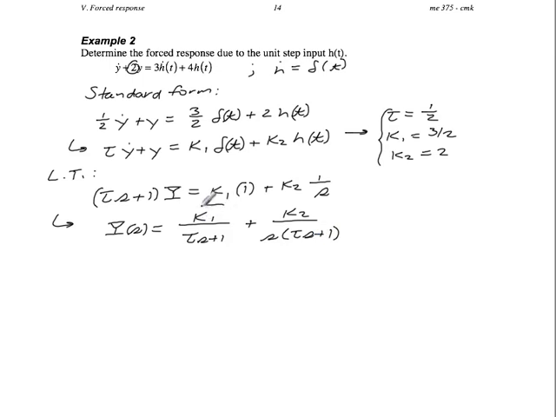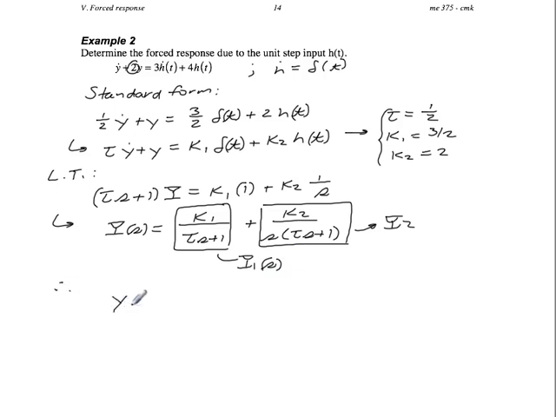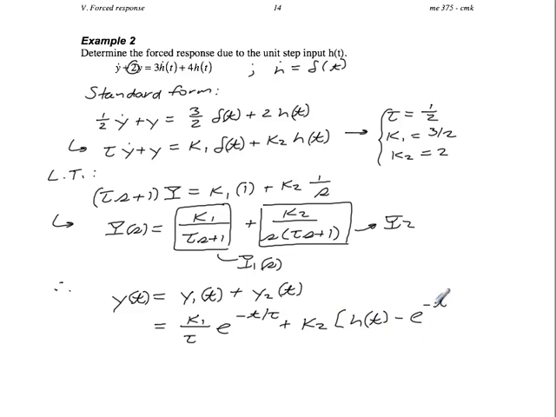So if I call this thing y1, looking at the different parts that are going into the transform response, I call this y2 and this y1. Inverse Laplace, I get that the forced response y of t is the inverse Laplace of y1, I'll call that y1 of t just to make sure we're clear on what this means, plus the inverse transform of y2, call that y2 of t. Well, from what we saw in lecture, this becomes the gain k1 divided by tau, e to the minus t divided by tau, plus k2, unit step function h of t, minus e to the minus t over tau.